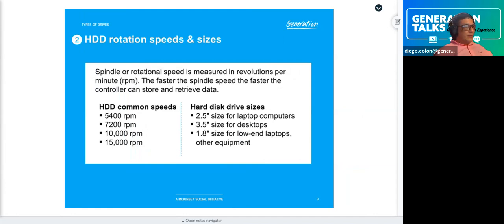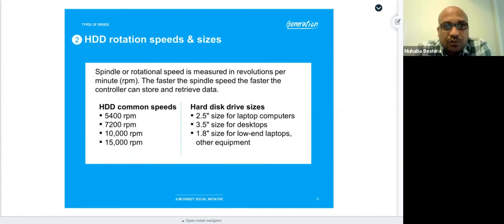If we can get some help from Muhaba, please. Hard disk drive rotation speeds and size. Spindle or rotational speed is measured in revolutions per minute, RPM. The faster the spindle speed, the faster the controller can store and receive data. Hard disk drive common speeds: 5400 RPM, 7200 RPM, 10,000 RPM, and 15,000 RPM.